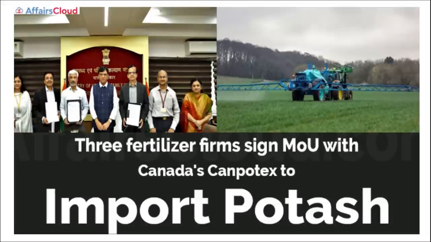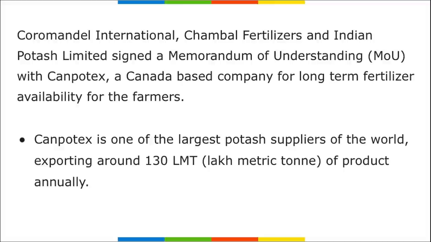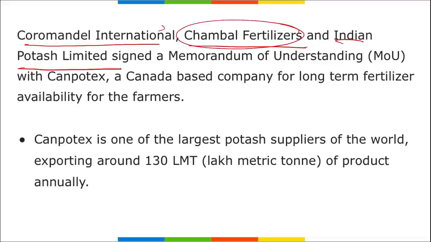Moving on to the next news. Next is three fertilizer firms signed an MOU with Canada's Canpotex to import potash. I repeat, for importing potash, three companies you need to remember, they are Coromandel International, Chambal Fertilizers and Indian Potash Limited. These are the three organizations that you need to take note of. Alright, Coromandel International, Chambal Fertilizers and Indian Potash Limited.